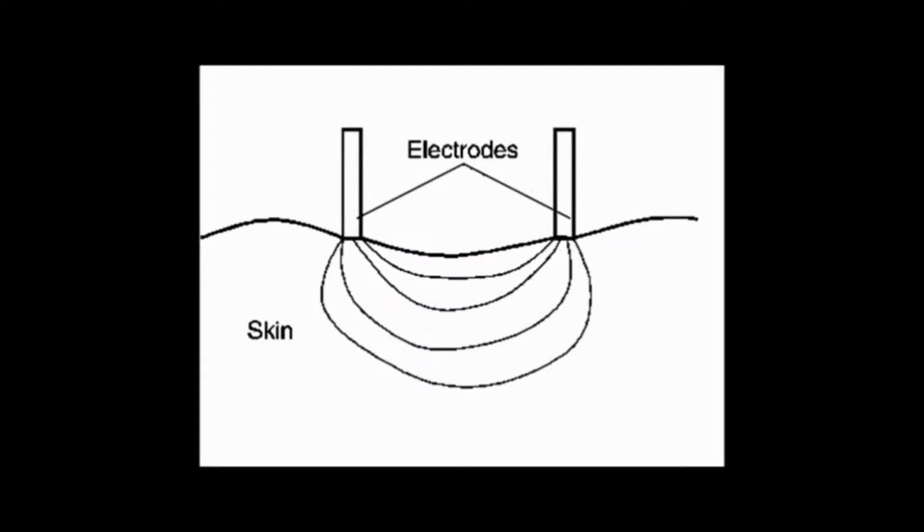In bipolar configuration, the distance between the electrodes will influence the depth of penetration. Here, half the distance between the two electrodes is the theoretical maximum depth. For example, if the distance between two electrodes is 4 centimeters, the theoretical depth is approximately 2 centimeters.